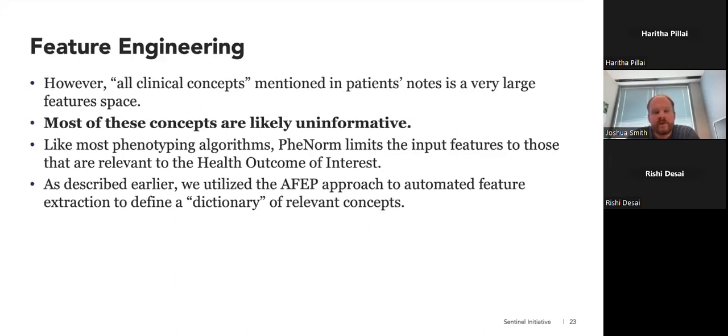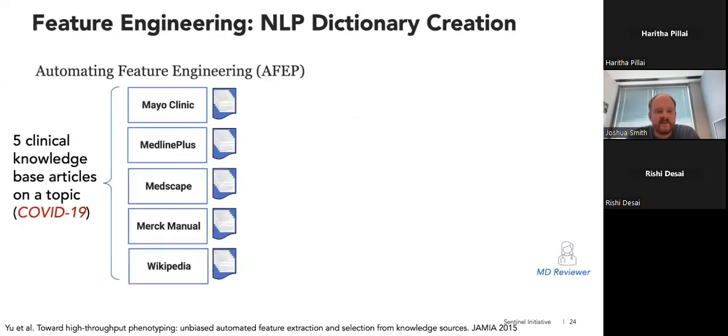If you were to extract, say, all the clinical concepts mentioned in patient notes, that's a very large feature space. There's a lot of concepts that are probably not informative to your outcome of interest. Like most phenotyping algorithms, PheNorm limits the input features to those that are relevant. And as described earlier, we utilized the AFEP, or automated feature extraction for phenotypes approach, to define a dictionary of relevant concepts. As I said, we used 5 clinical knowledge base articles on COVID-19 from the Mayo Clinic, MedlinePlus, Medscape, the Merck Manual, and Wikipedia.